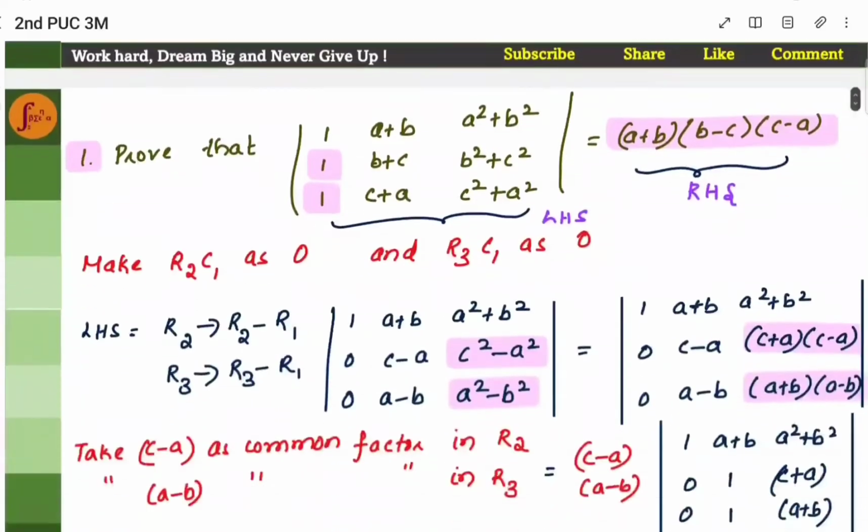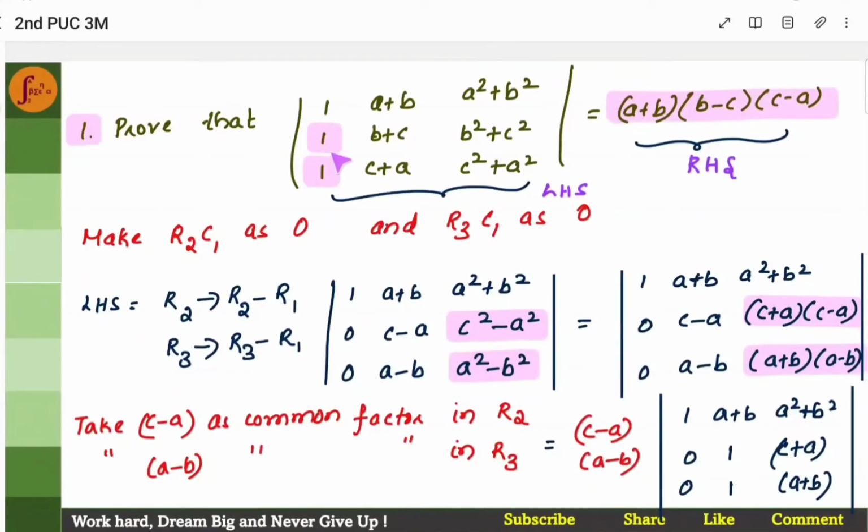Let's go through this problem step by step. In the first problem, when I simplify and find the determinant of the left hand side, it should be the same as the right hand side expression. So I will take the left hand side. This one is the LHS, right? This entire thing is the LHS.